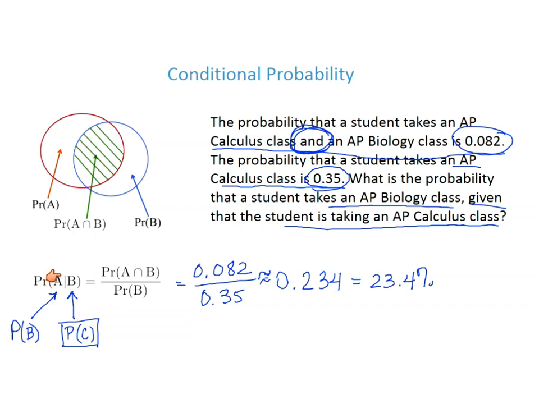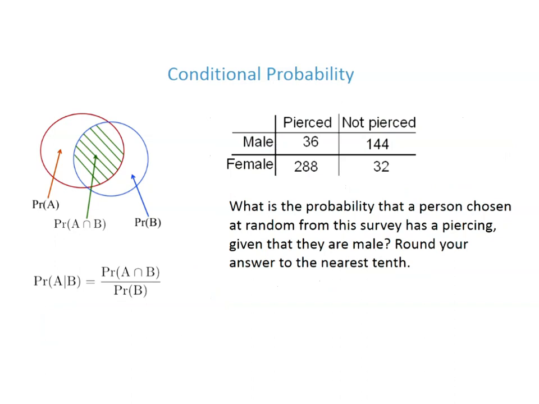Okay, so when we're asked for the probability of something happening given that something else already did happen, remember that whatever comes after this slash, whatever comes after the word given, the words given that, means that the rest of that is your denominator. Okay, that's your total.